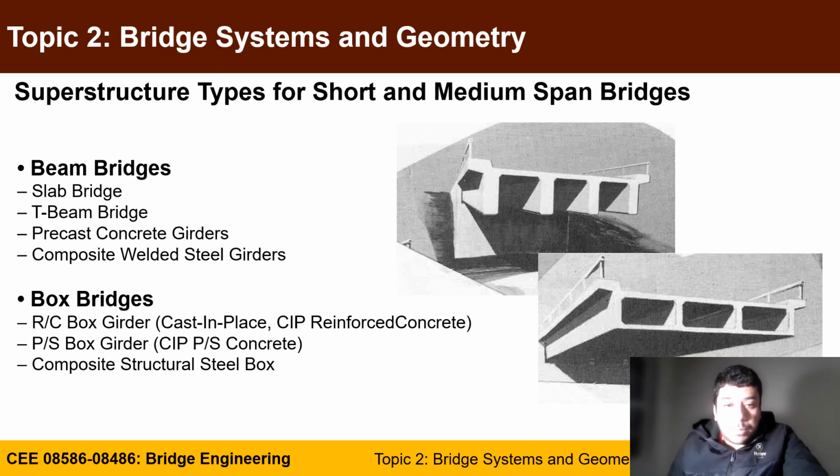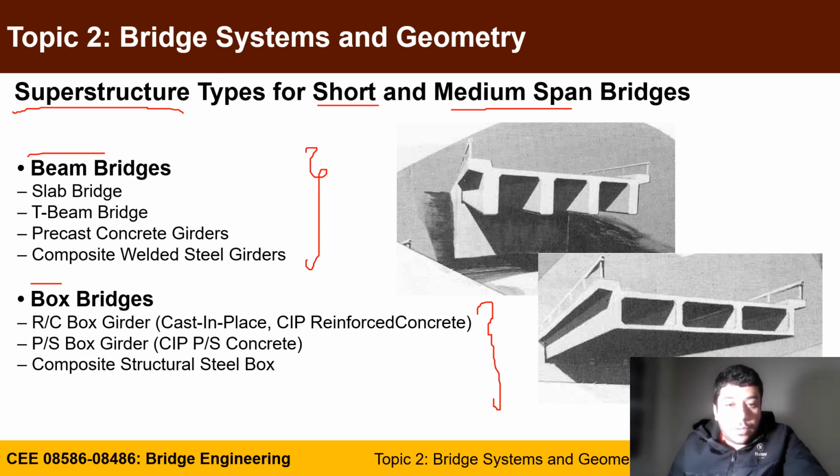If we focus on superstructure types for short span and mid span bridges, which is the focus of this class, we can categorize them into 2 categories. One is based on beam bridges or girder bridges. The other category is box bridges.